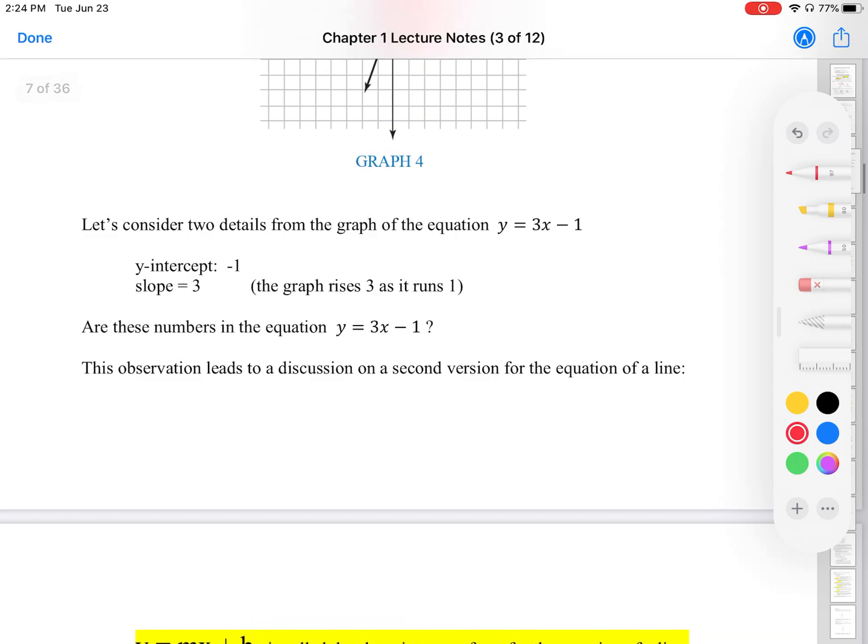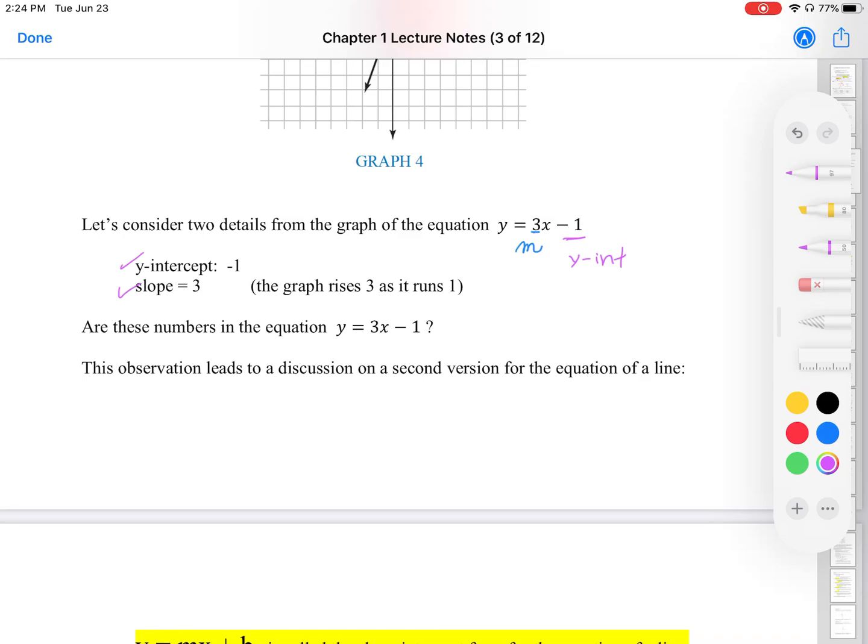Let's consider the graph of the equation y equals 3x minus 1. This gives us some important features. Namely, the 3 is your slope, and your last number is your y-intercept. So it's the point along your y-axis, the vertical axis. And we have that written here. Your y-intercept is -1, and your slope is 3. Are these numbers in the equation y equals 3x minus 1?